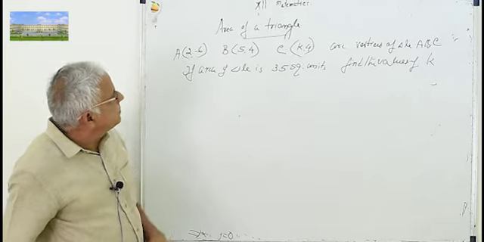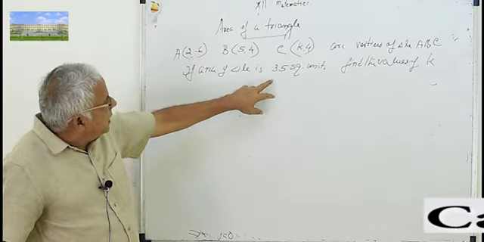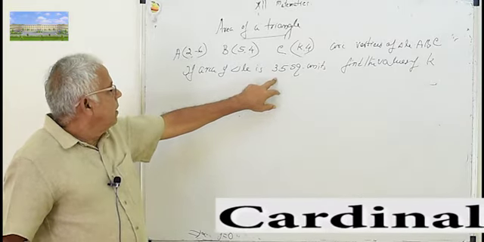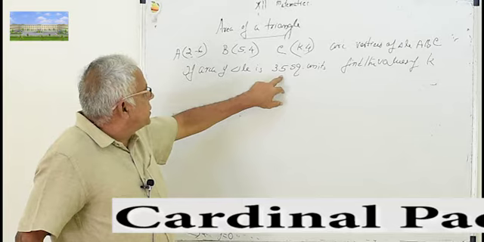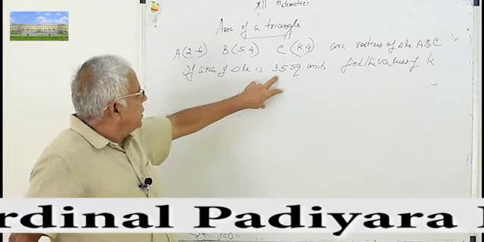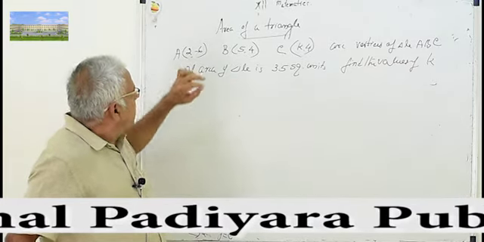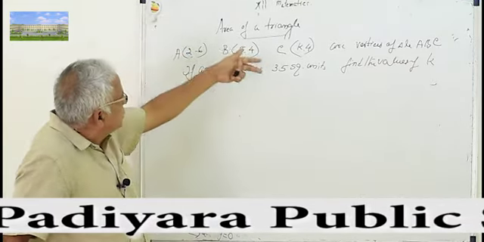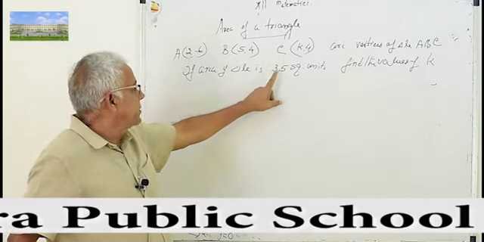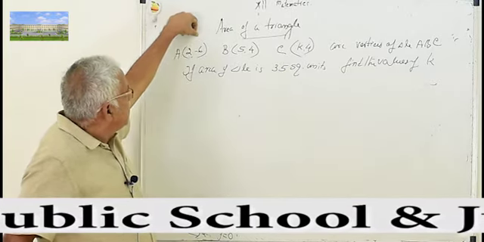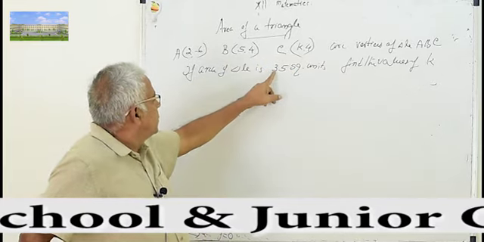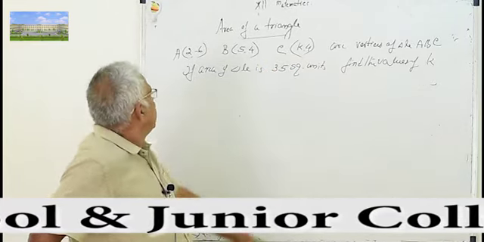One point to remember: if the area of a triangle is given, we use the positive and negative values of the determinant for calculation. After simplification, if the determinant value is positive 35 or negative 35, we take the area as 35. For finding the value of K, we use both positive and negative values of the area.